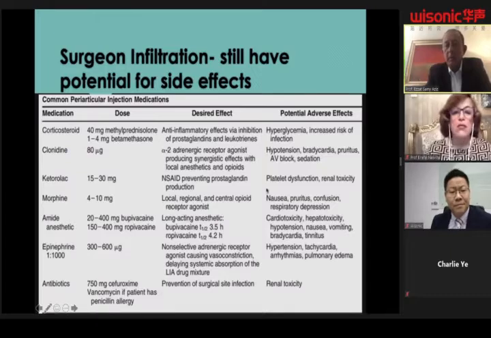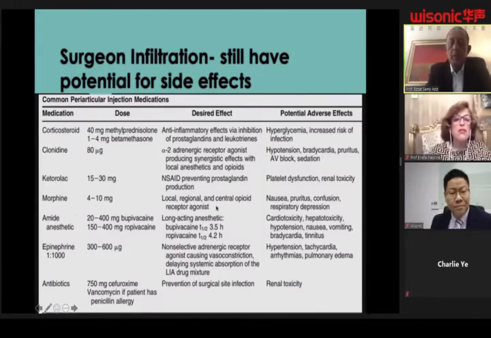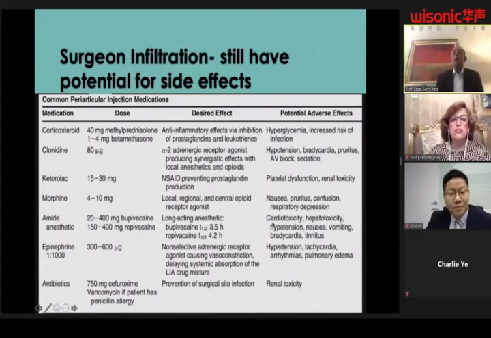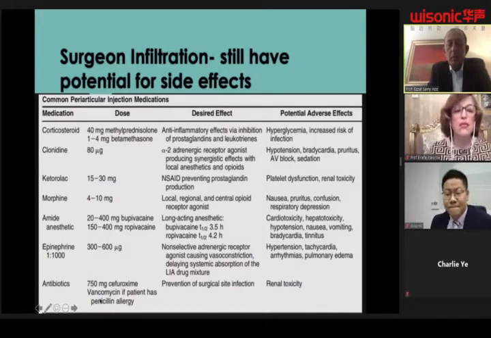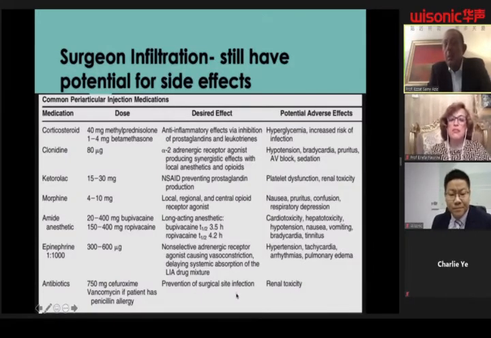Ketamine, they have platelet dysfunction. Morphine, it's good as a central opioid receptor agonist, but you will have the side effects of nausea and pruritus. And the amide, as I said, you have to be in communication all the time with the surgeon, because if the patient is hypertensive, it's not good to put epinephrine in the mixture. Antibiotics, some centers would use cefuroxime or vancomycin to prevent infection, but in elderly patients, you might have effects on the renal tissues from the antibiotics.